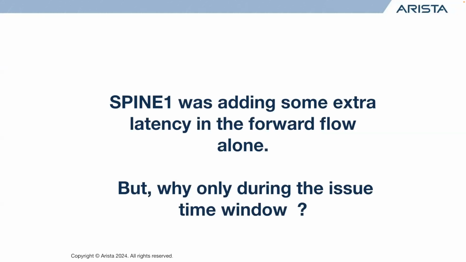Ping pretty much goes through the same exact path in the VXLAN fabric. So if the issue was always present, we should have also seen it while we were trying to ping as well. But spine 1 was, for some reason, adding the latency only during that issue window, that is 2:30 to 2:40 p.m. PST.